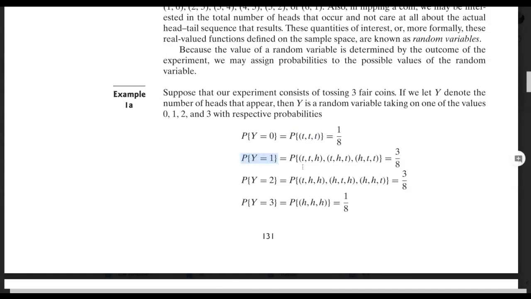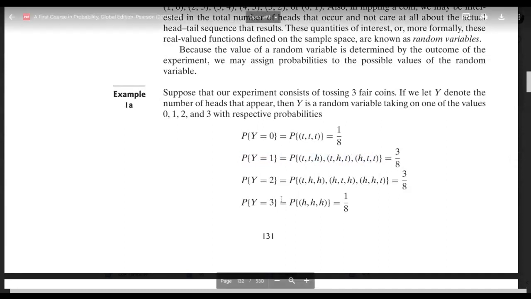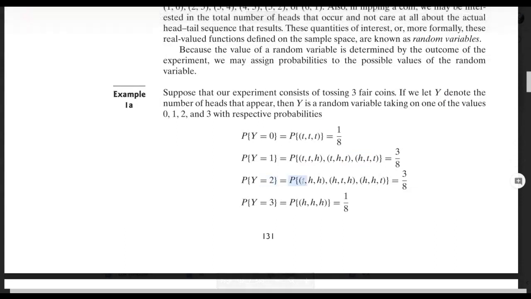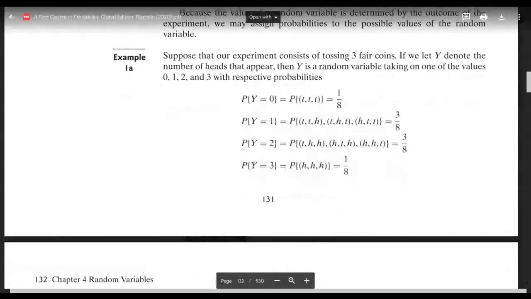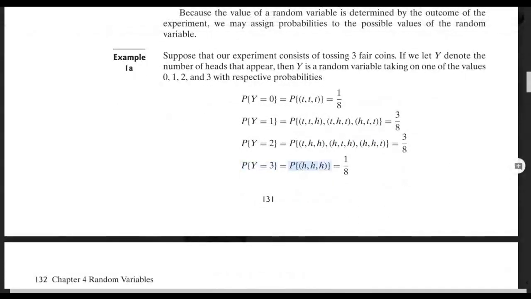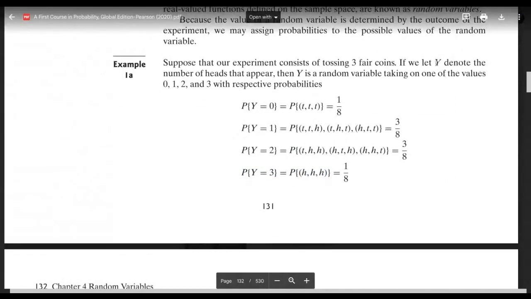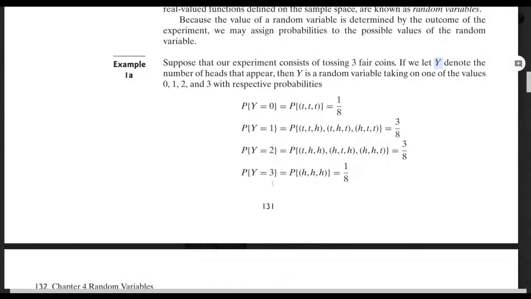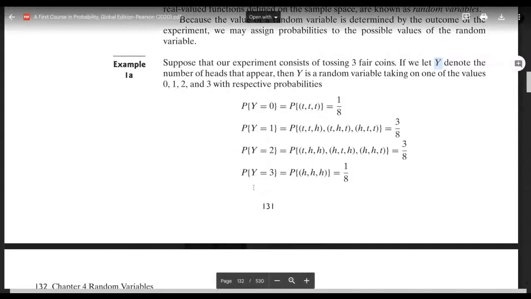If it's 1 head, we could have head tail tail, tail head tail, or tail tail head. So that's 3 over 8. If you have 2 heads, it could be tail head head, head tail head, or head head tail. That's 3/8 also. If all 3 are heads, that's only 1, so that's 1 out of 8. So we call Y the random variable, and Y can take 4 values: 0, 1, 2, 3.